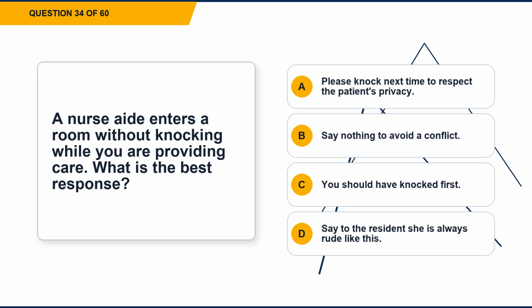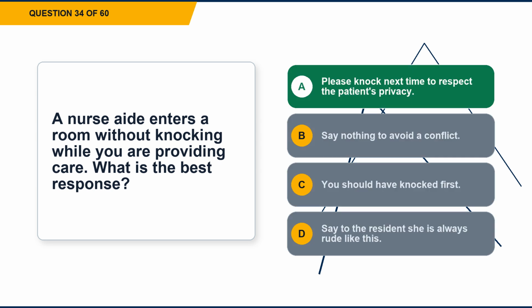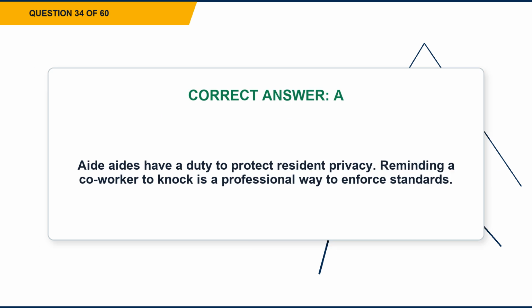Question 34. A nurse aide enters a room without knocking while you are providing care. What is the best response? Option A, please knock next time to respect the patient's privacy. Option B, say nothing to avoid a conflict. Option C, you should have knocked first. Option D, say to the resident she is always rude like this. The correct answer is option A, please knock next time to respect the patient's privacy. Explanation: aides have a duty to protect resident privacy. Reminding a coworker to knock is a professional way to enforce standards.